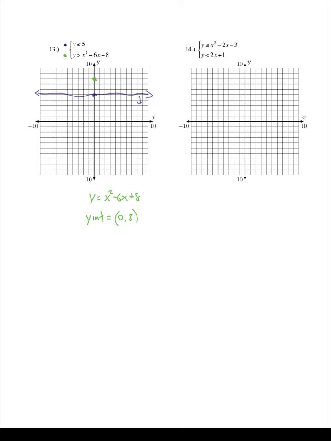This one we can factor. We get x minus 4 times x minus 2. So our intercepts are at 4, 0, and 2, 0. So we can put in our y-intercept, we can put in our x-intercepts. We can find the axis of symmetry by adding the intercepts and dividing by 2. 4 plus 2 is 6, divided by 2 is 3.